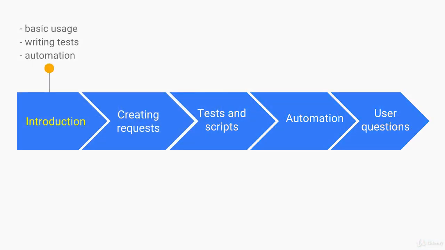The first part will be briefly introducing Postman. I wanted to give you a taste of everything you will be learning during the entire course, but in a very condensed manner. We'll go over the basic usage of Postman, write a simple test, and finally automatically run that test using an automation tool. All this while using simple but real-world APIs.